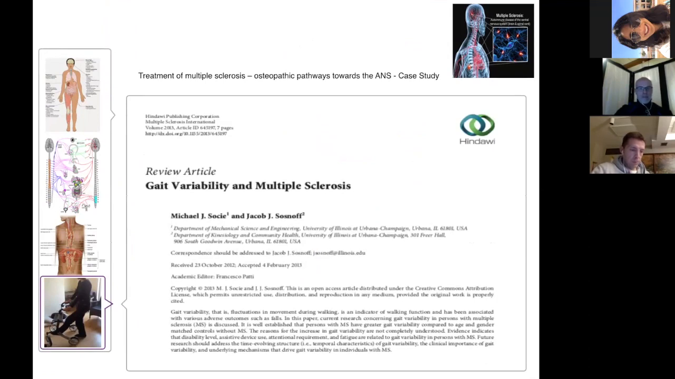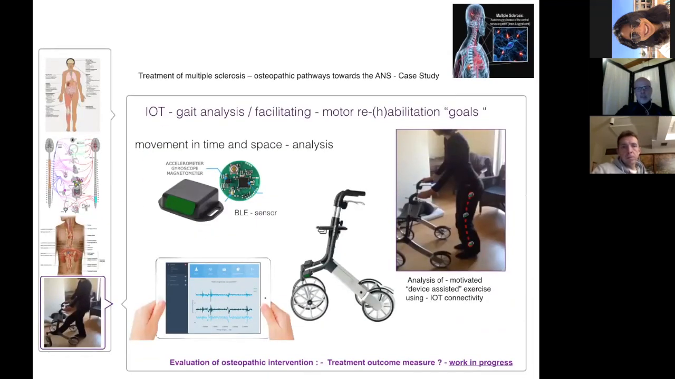And again, gait variability is one of the things that's very significant. Within my case study, I've been busy with that, using a combination of motion sensors and Internet of Things to facilitate analysis of movement, device-assisted exercise using the parameters there, but also motivational based.